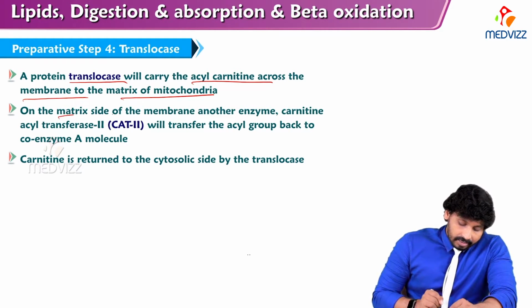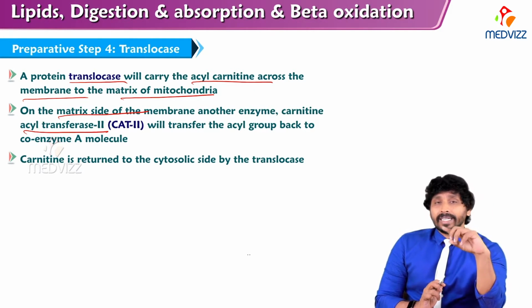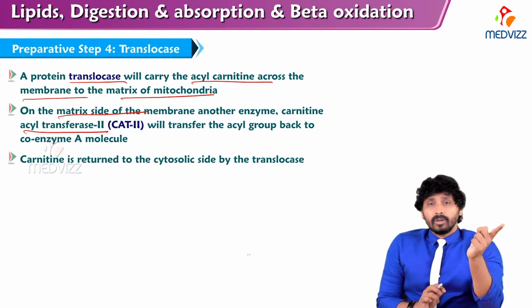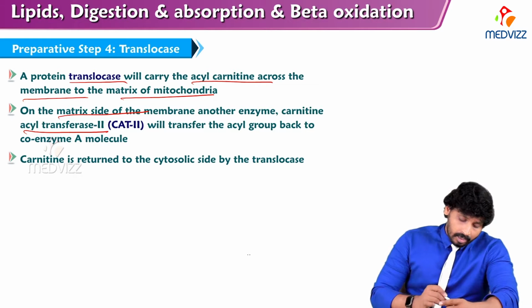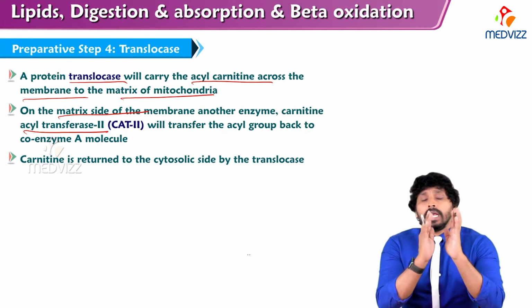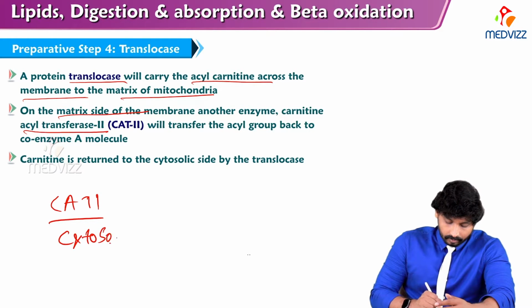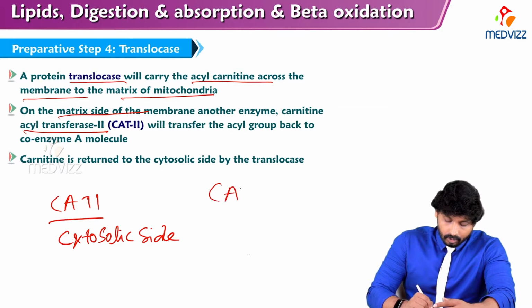So here on the matrix side of the membrane, another enzyme, carnitine acyl transferase. Cat1 will be acting on the cytosolic side, and Cat2 will be acting on the mitochondrial membrane side, that is the matrix side. So Cat1 is present on the cytosolic side, Cat2 is present on the matrix side.